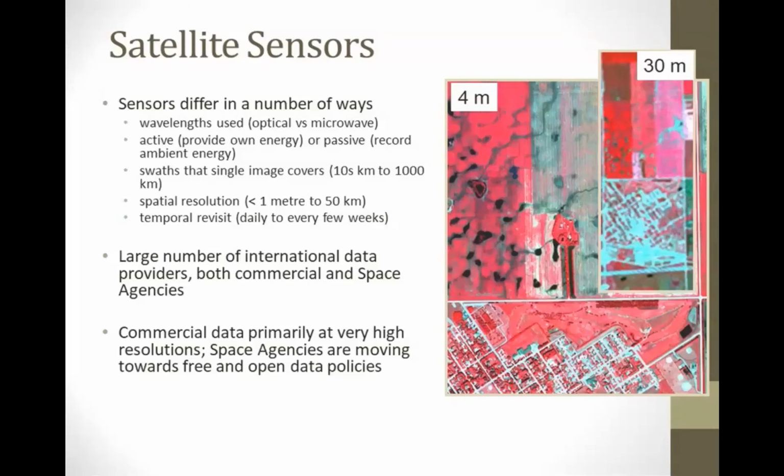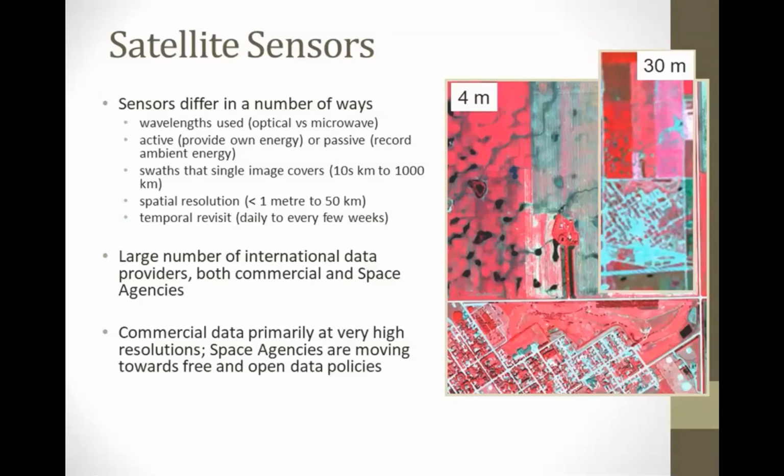There's usually a trade-off. Those smaller swaths, those tens of kilometers of swaths, those sensors tend to have very high spatial resolutions, so these satellites will have resolutions that are less than a meter. Or we can look at some of the sensors that have very large swath coverages, but then the individual pixel resolutions are quite large. And the temporal revisit changes as well.